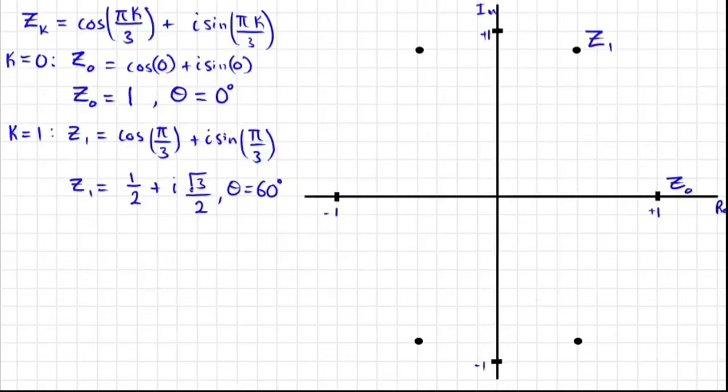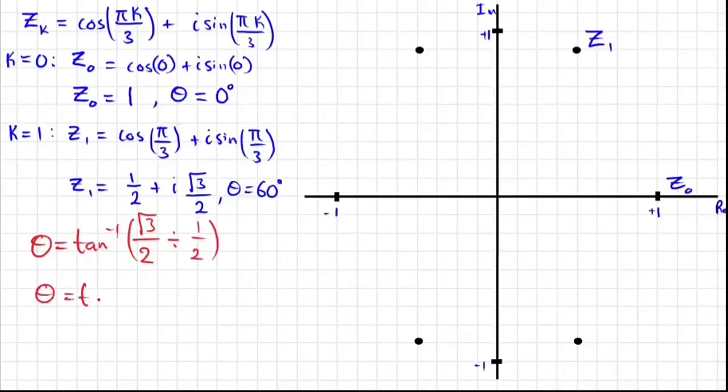Now, some of you might not understand where the 60 degrees is coming from. In simple terms, this 60 degrees is simply the argument of what we have. Let me quickly show you. To find that 60 degrees, just find the argument. Remember, the argument is found by theta equal to the tan inverse of the imaginary part, which is root 3 over 2, divided by the real part, which is half. So theta is equal to the tan inverse of root 3 over 2 multiplied by 2 over 1.